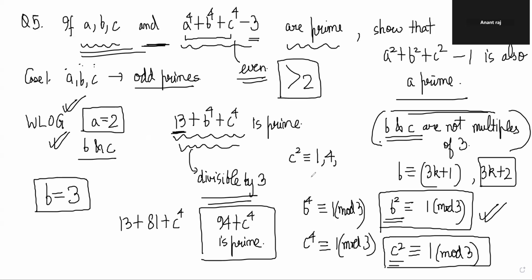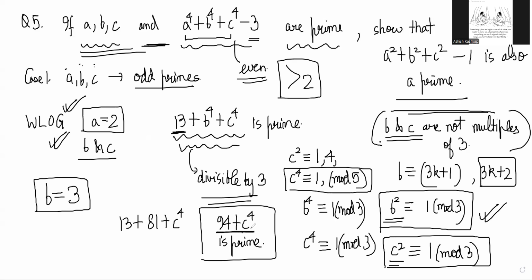Right? So what comes for C power 4? Only 1. 1 and the square of 4 is 16, which is also 1. So C power 4 comes to 1 mod 5, and if you add to this, what is coming? It is coming as 4 plus 1, which is 5 mod 5. So 5 mod 5 is not possible, since it is not prime. So C has to be a multiple of 5 now. The only possibility is that it has to be equal to 5.